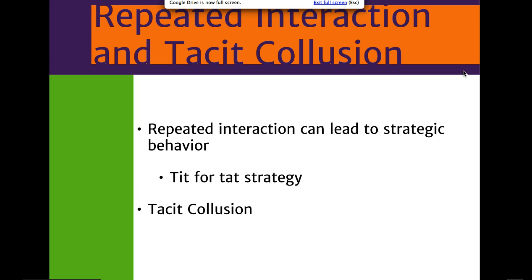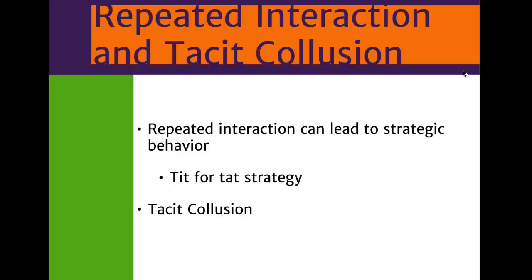So, picking up where we left off. Repeated interactions and tacit collusion. Repeated interaction can lead to strategic behavior, tit-for-tat strategy, and tacit collusion. What do those things mean? Let's start with repeated interaction.